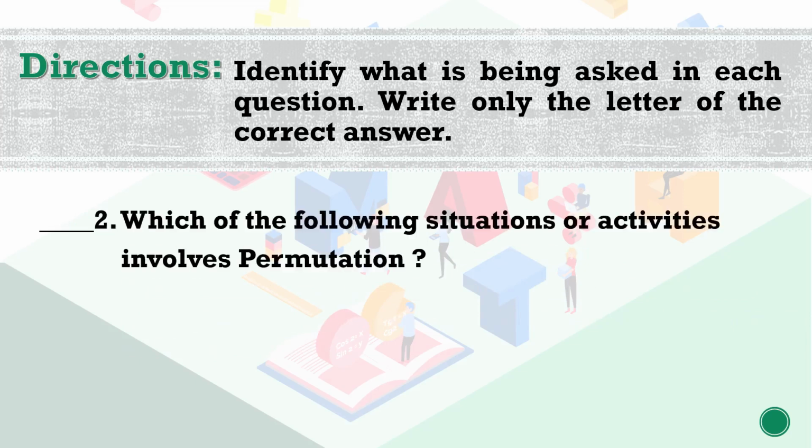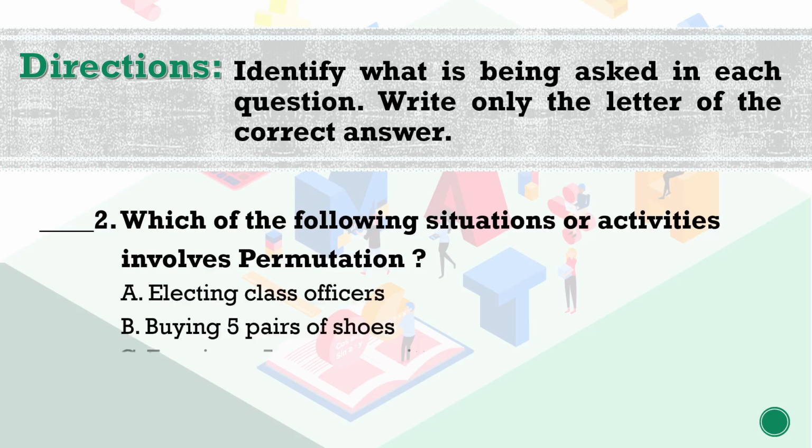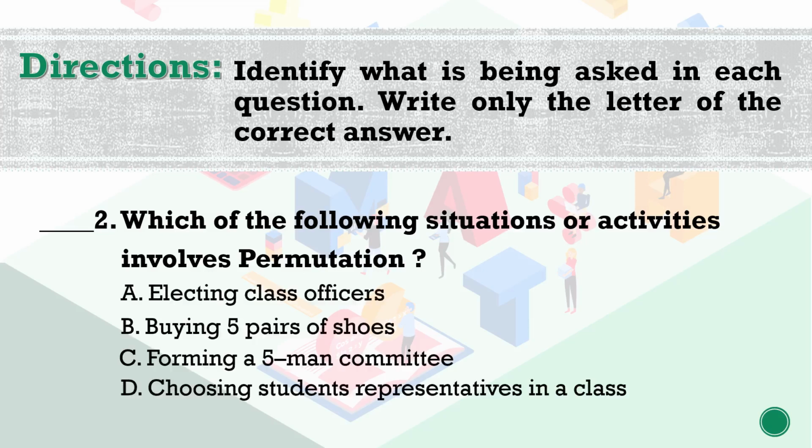Number 2. Which of the following situations or activities involves permutation? Is it letter A, electing class officers? Letter B, buying 5 pairs of shoes? Letter C, forming a 5-man committee? Or letter D, choosing students' representatives in a class? The answer is letter A, because you are electing an officer for a certain position.